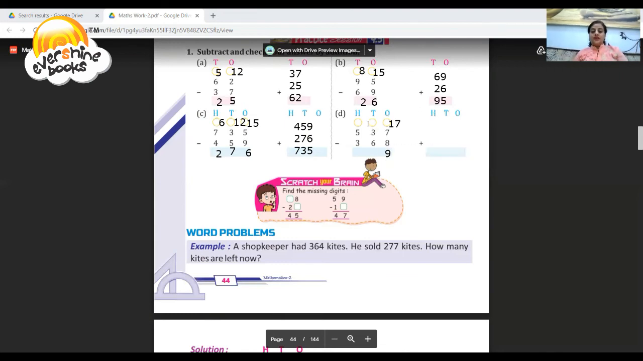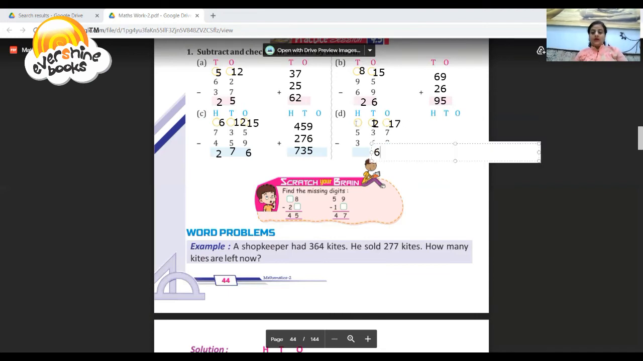Here 3 becomes 2 now because it has given one digit. 2 minus 6 is not possible, so 5 will be giving carry to 2. That will be 12. 12 minus 6 is 6. Answer is 6.